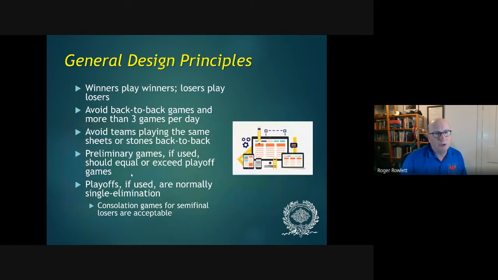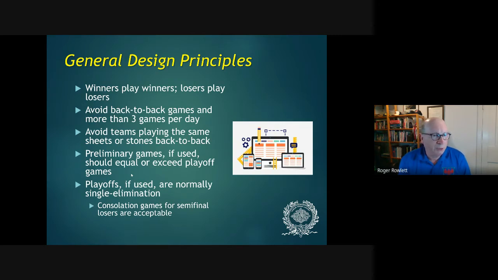So it's just some general principles about Bonspiel design. The general rules are the winners play winners, losers play losers. You want to avoid back-to-back games with the same teams if at all possible. And no more than 3 games per day, I think, is the recommendation. If you're an adult, it's really 2 games per day. But for college students, I think the college curling rules still allow up to 3 games per day. And you want to avoid teams, if you can, playing the same sheets or the same stones back-to-back, because that can be an unfair advantage for a team who has played a sheet just recently or has played a set of rocks and knows which ones are wonky.